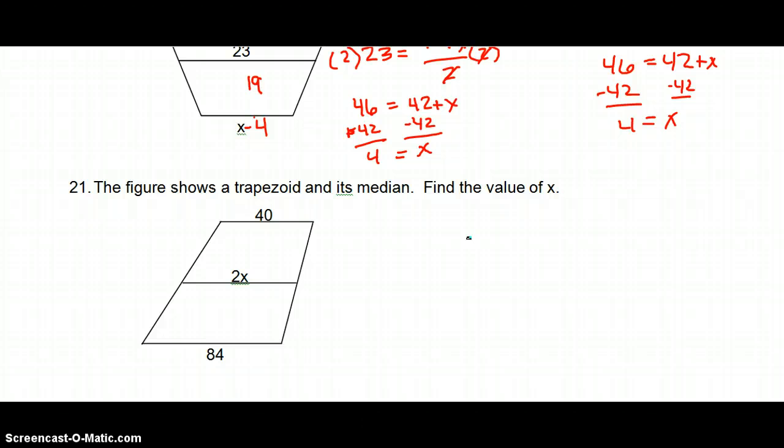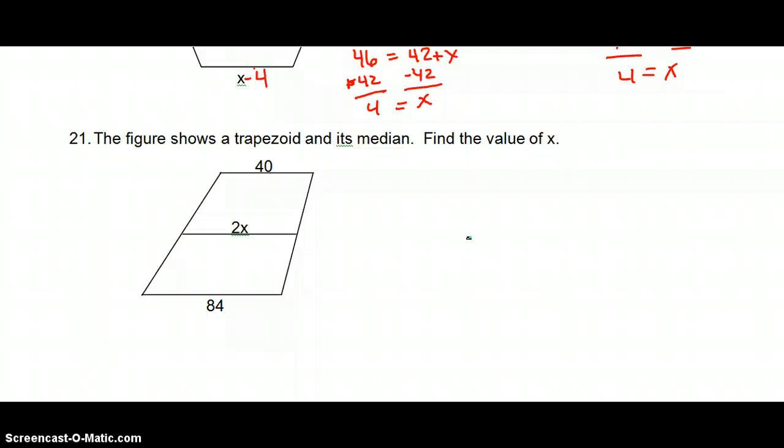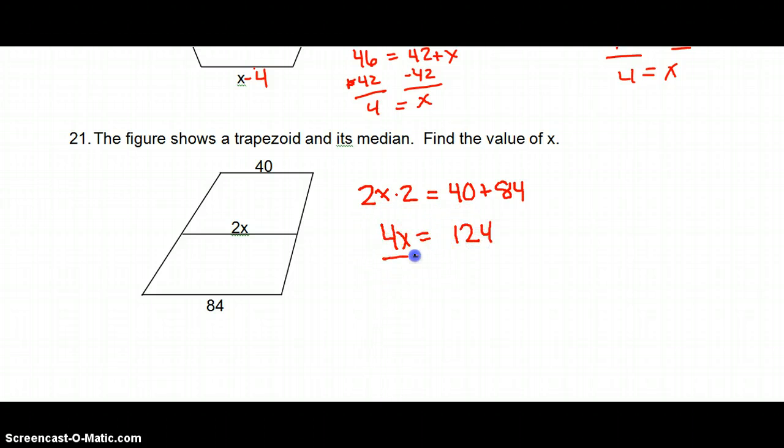21. Figure shows a trapezoid and its median. Find the value of x. So let's try it the new way. We're going to multiply the median by 2 and set it equal to the sum of the bases. Equals 40 plus 84. So 2 times 2x is 4x. Is 124 by 4. X equals 31.